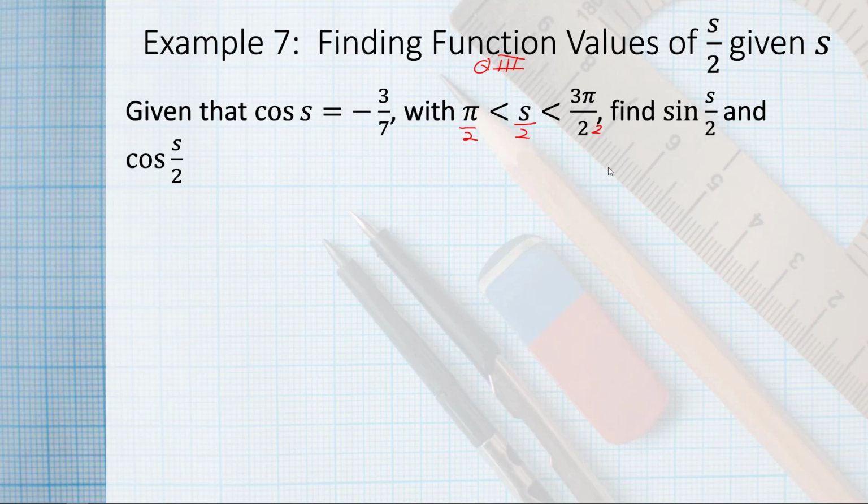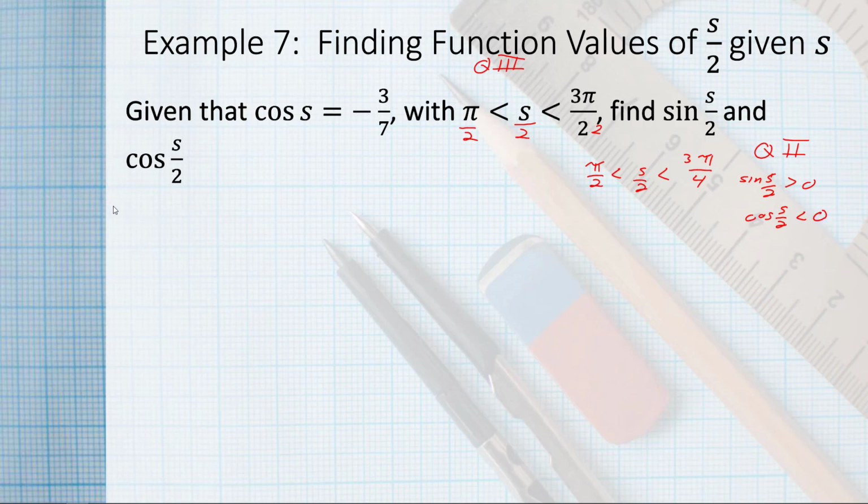And if we do, we will have that s over 2 is going to be greater than pi over 2, but less than 3 pi over 4. And that means that s over 2 is going to be in quadrant 2. Okay, well, if 1/2 s is in quadrant 2, that means that sine of 1/2 s is going to be positive, and cosine of s over 2 is going to be negative. So we need to keep that in mind when we have to compute our square roots.